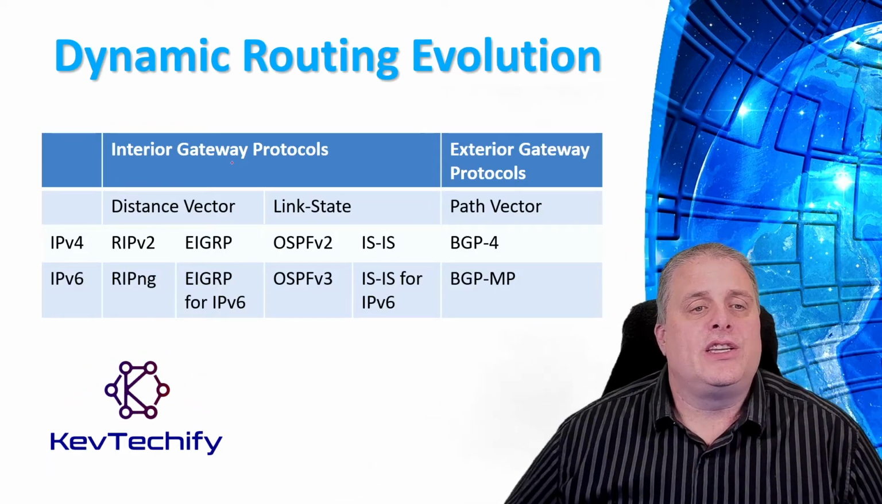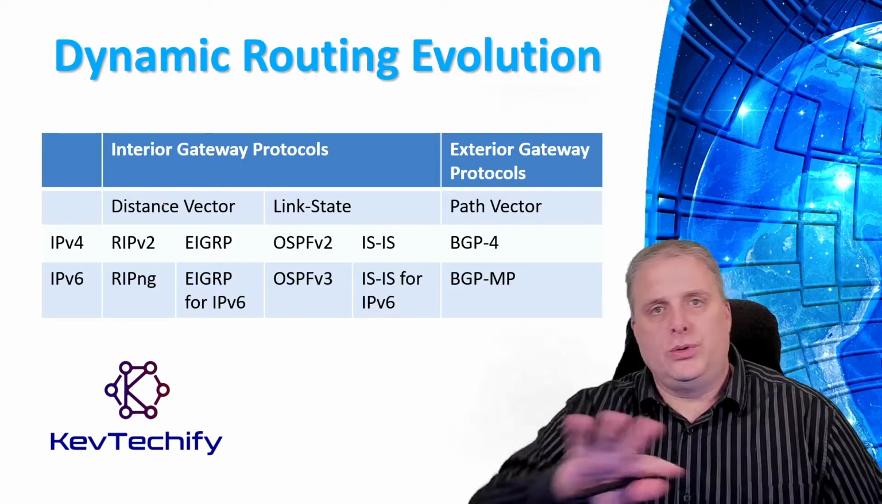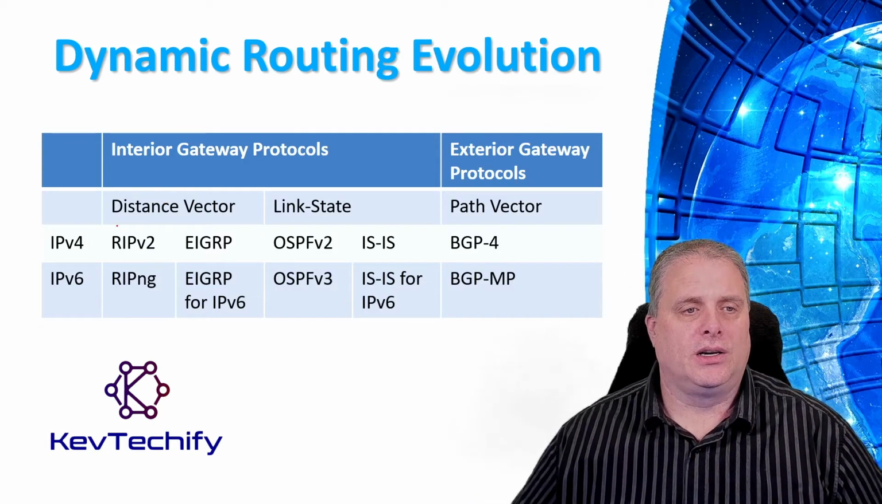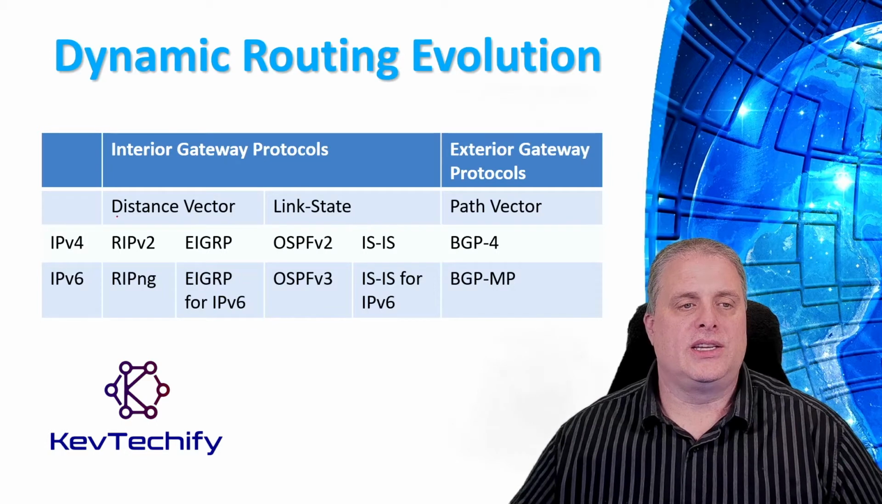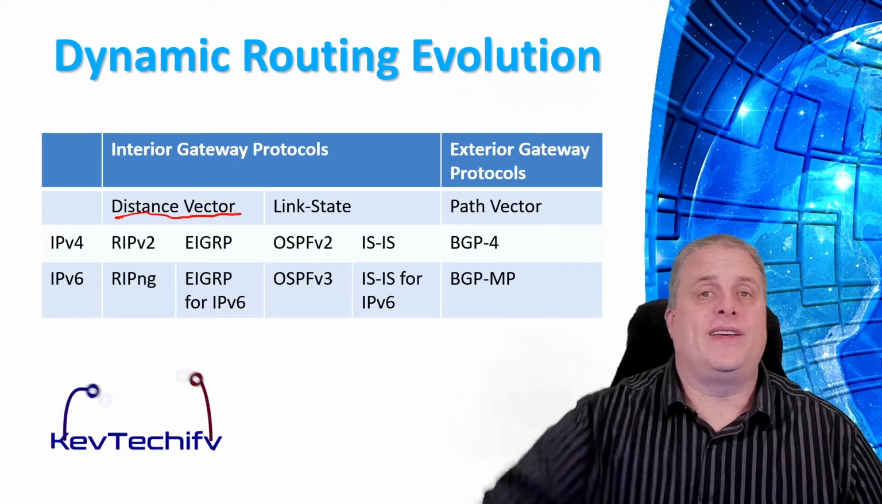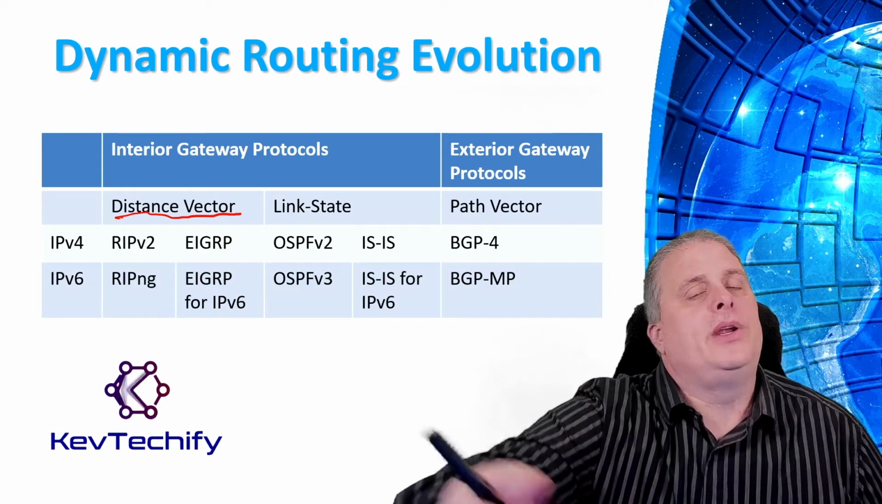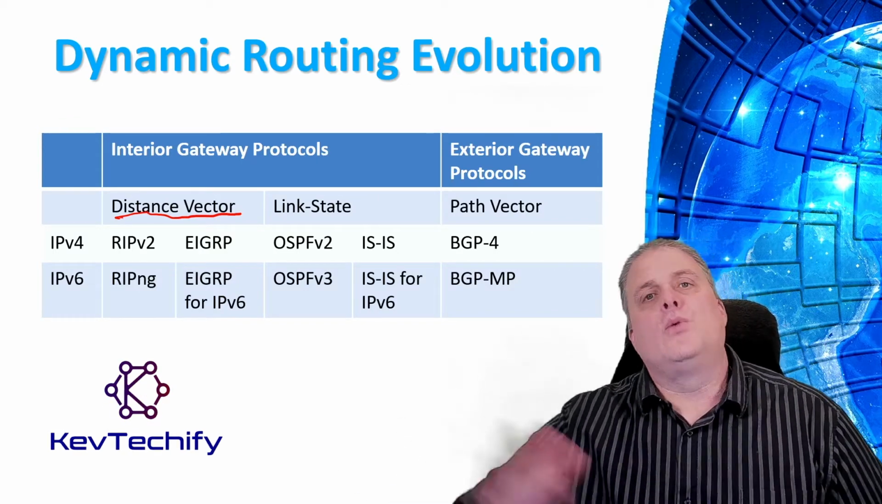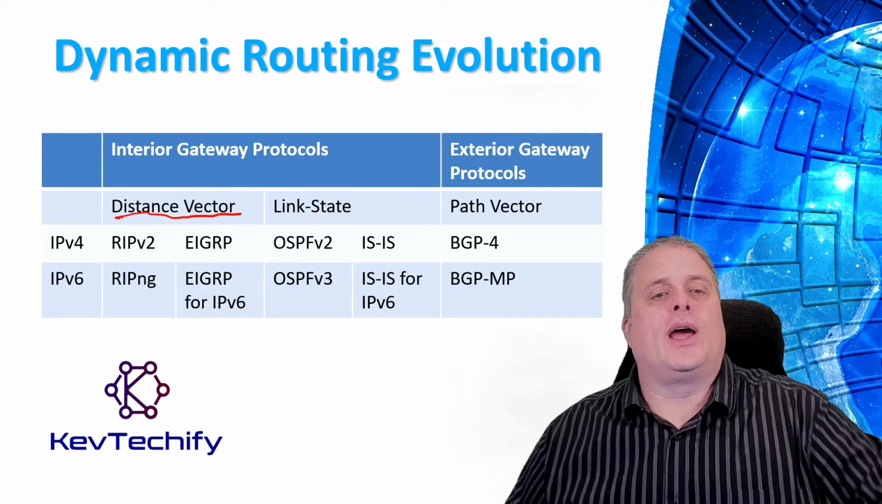Now, inside of these interior gateway protocols, there's 2 different types. We have the distance vector, and then we have the link state. The distance vector uses the distance, how far away something is, and that could be like how many routers, how many different networks you have to go through, and in what direction. What interface do I go out of?